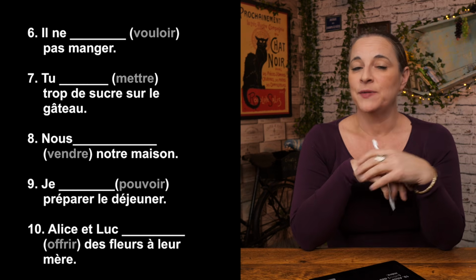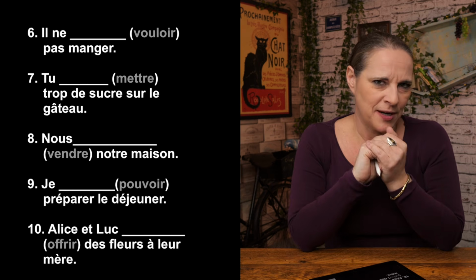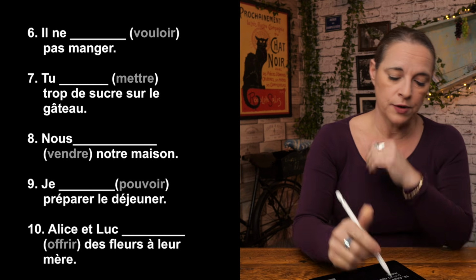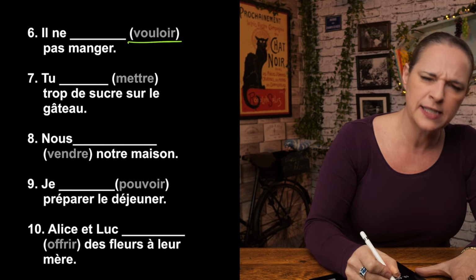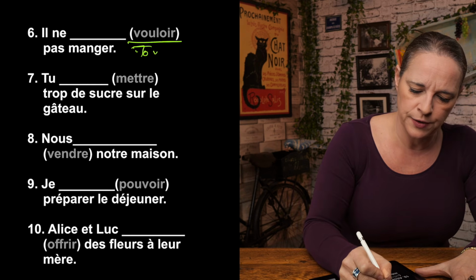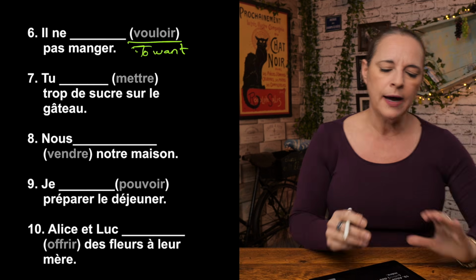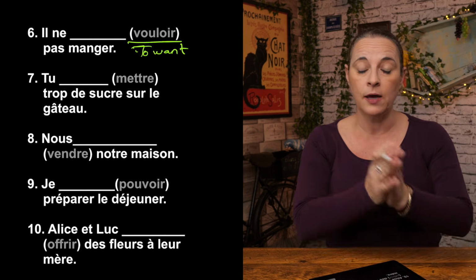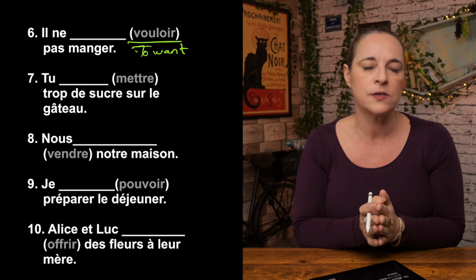Let's have a look at number 6. Number 6 is a tough one. The verb we want to conjugate is vouloir, which means to want. So let's have a look. Let me write to want. Okay. Now, I advise you to learn by heart vouloir in the present tense, as in I want, you want, he wants, and so on.